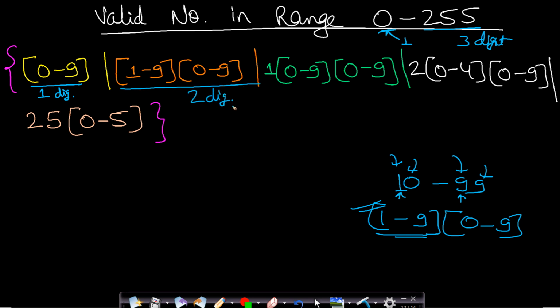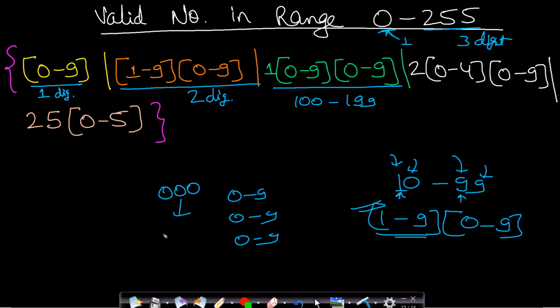Okay. Now similarly, for 3 digits, what will be the range? Well, this is basically defining that it will be in the range of 100 to 199. Because you cannot just say that it will be 0 to 9, 0 to 9 and 0 to 9, because this will indicate all the numbers from 000 to 999. But we want to maintain this: we have already included 0 to 99, and now we want to include the numbers in such a way that we do not exceed 255.